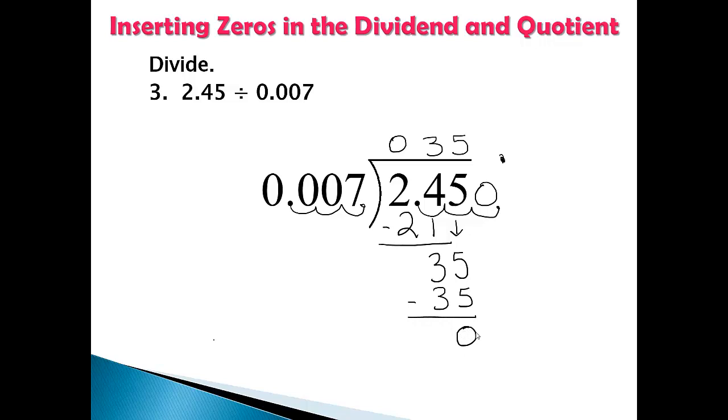We have 0 when we subtract, but we still have a number to bring down. We still need to bring down that 0. Now we need to divide again. 7 goes into 0 0 times, and 0 times 7 is 0. And when we subtract, we get 0. Now that we have 0 after we subtract and we have nothing left to bring down, we are finished with our problem. And our answer is 350.